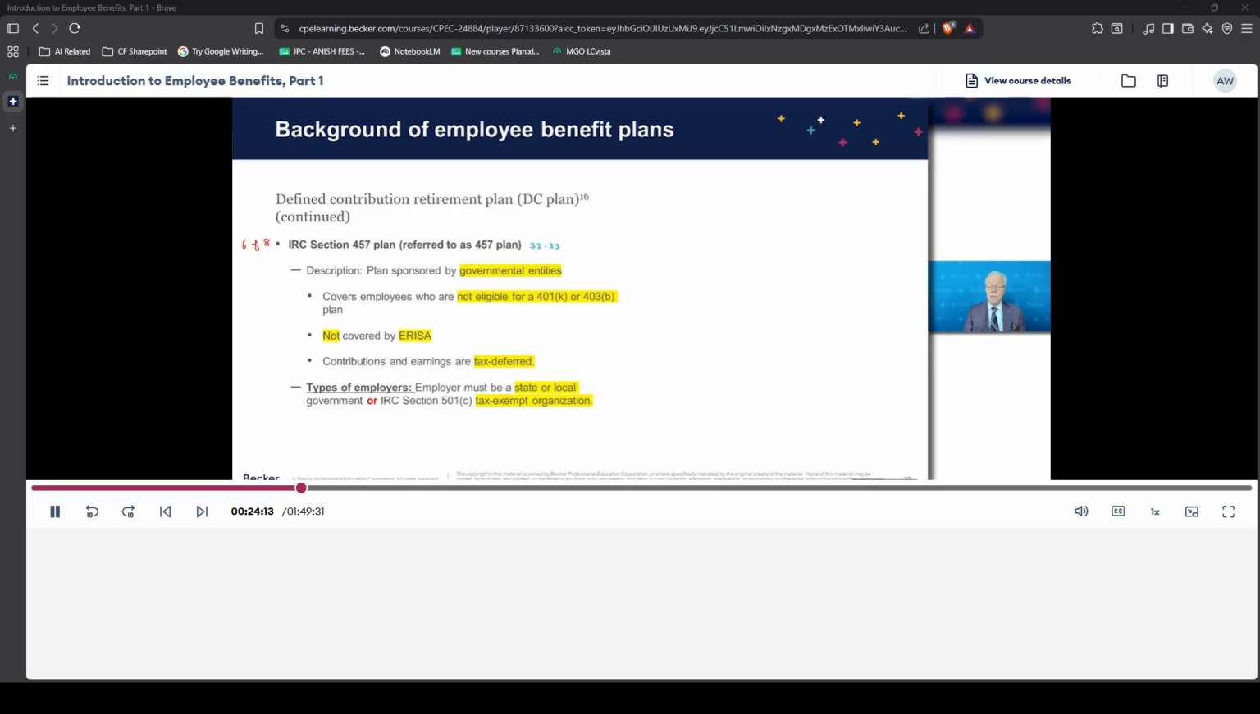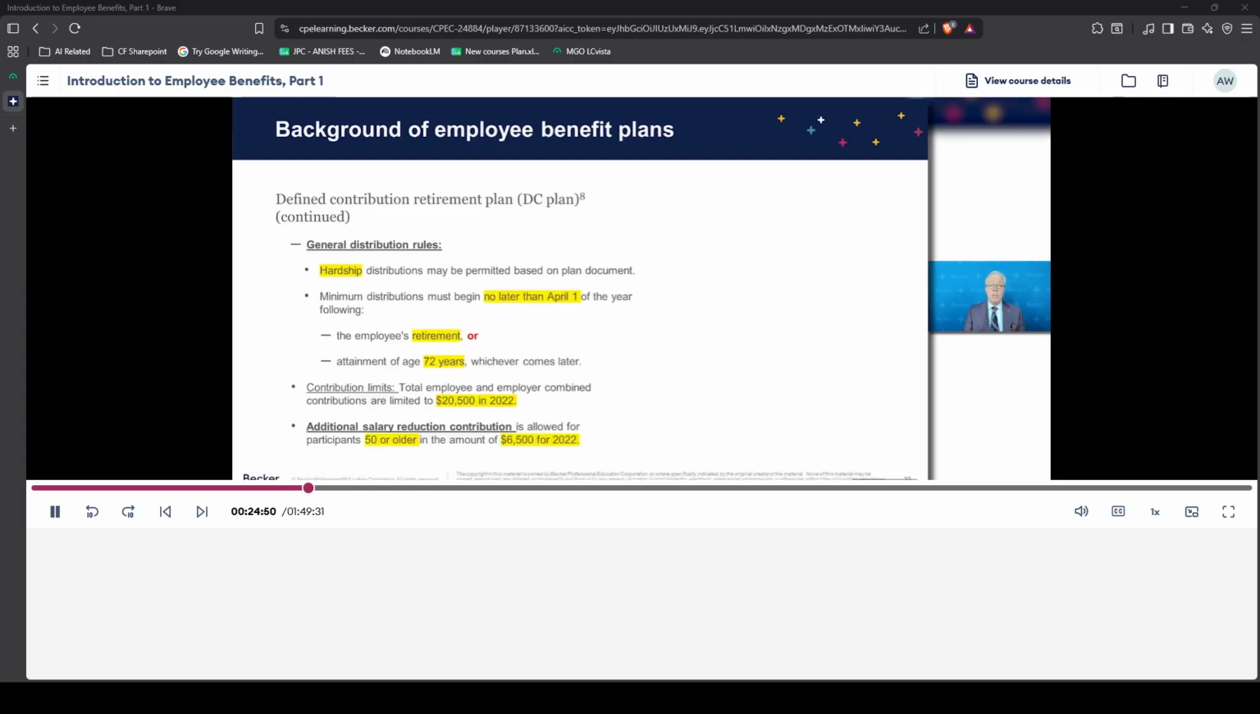The sixth of these is ultimately your Section 457 plans. These are sponsored by governmental entities. These employees would not be eligible for a 401k or a 403b, and they are not covered by ERISA. We're going to talk about ERISA and auditing standards in one of our subsequent chapters, Chapter 4. Contributions and earnings are not tax deferred. Now, the types of employers would be state or local governments or IRC, Internal Revenue Code, Section 501c, tax-exempt organizations.